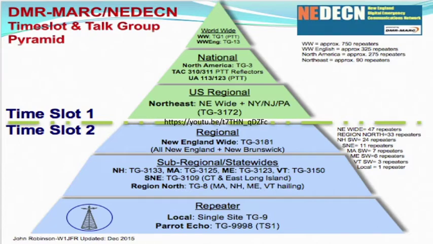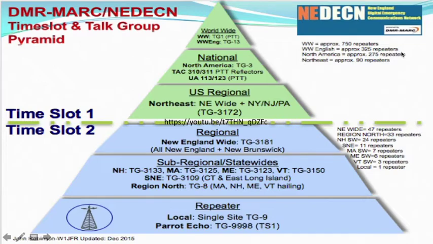But maybe that's not as far as I want to go. Maybe I want to talk nationally across the whole United States. So I go up to, and these talk groups here are a little bit different than what you're going to see in the next slide. But I'll key up that talk group, and it keys up all the repeaters in the United States that have that talk group programmed into them. Or maybe I want to transmit to all the hams across the world, so I'm going to key up a worldwide talk group.